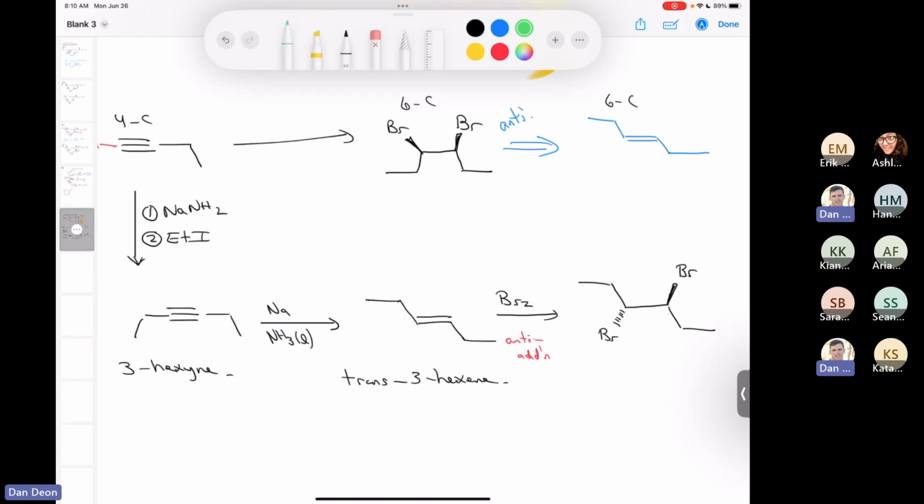So the question is, are these two compounds the same? The answer is yes, they are identical. So how do you figure that out? Well, what you're going to have to do is rotate this bond 180 degrees. And when you rotate that bond 180 degrees, what you're going to see is this bromine that was coming out or going behind the page is now going to be coming out in front of the page like that.